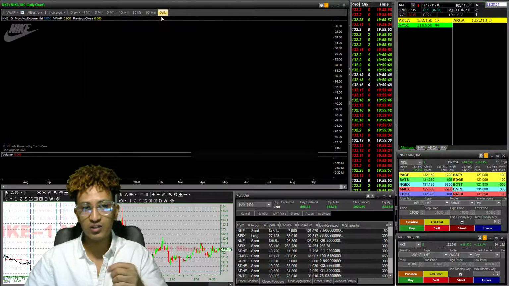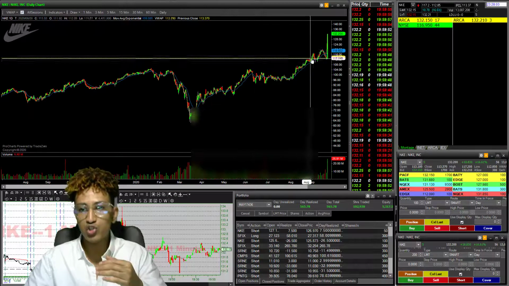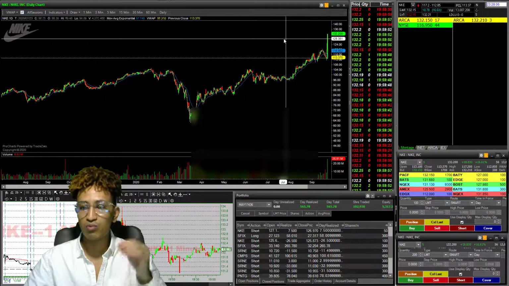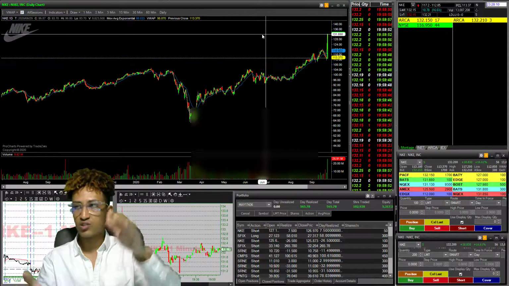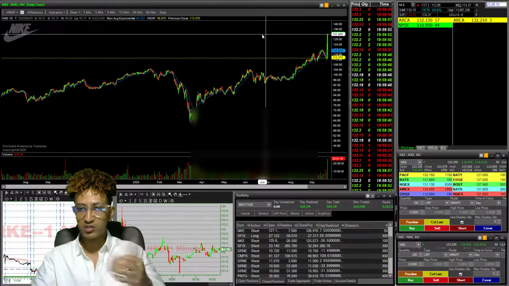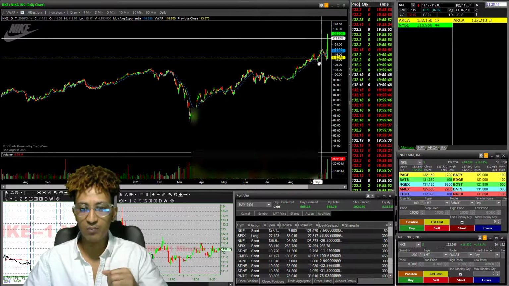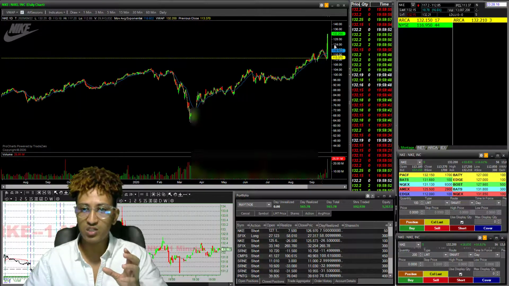The way you do that is you click on daily here, and as you can see, each candle represents the start of the day and the end of the day. So if the price goes down, it will show you with the red down. If the price goes up, it will show you with the green up. So that's what it means just on the daily chart.